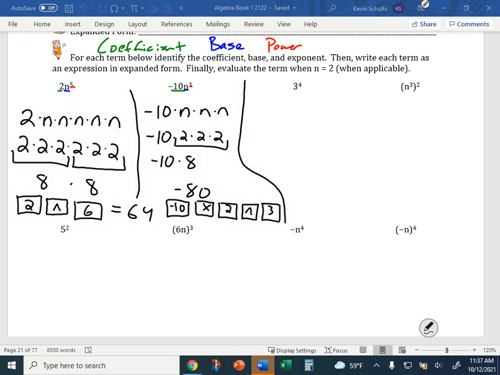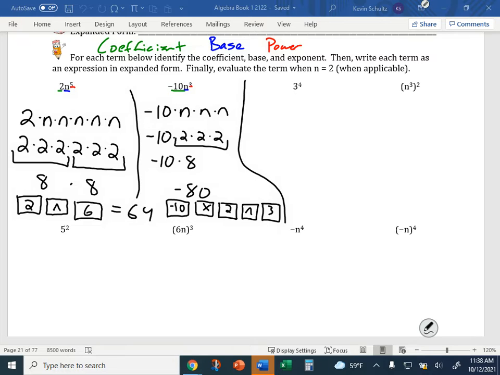How about the next one? 3 to the 4th. Coefficient, base, exponents. Give me any or all. Aiden. I have a question on the last one. Yes. Wouldn't it just be easier at that point just to do -10 times 2 times 2 times 2? Sure. What do you want to do? Whatever you want to do.